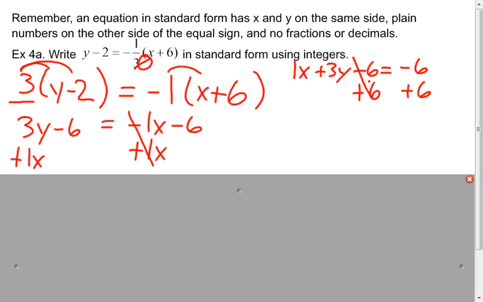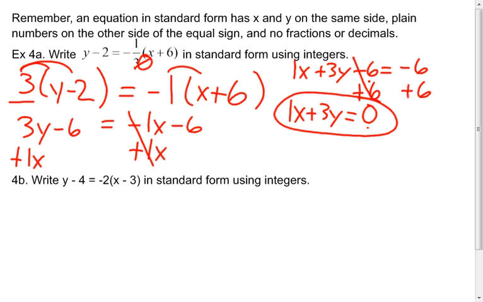Those cancel. And I get 1x plus 3y equals negative 6 plus 6 is 0. Now, my x and y are on the same side. There's no fractions or decimals. And my plain number is over on the right. That is my answer in standard form.